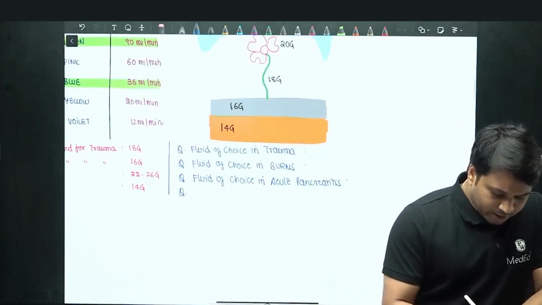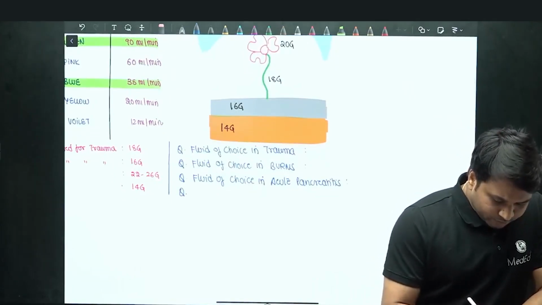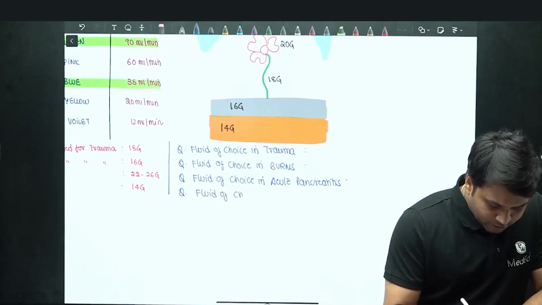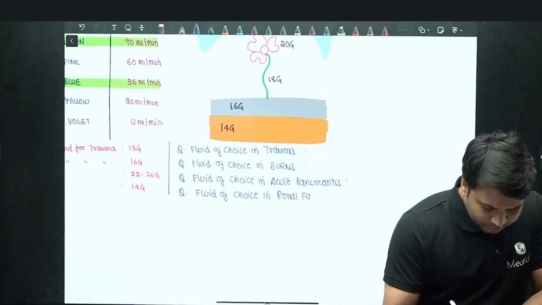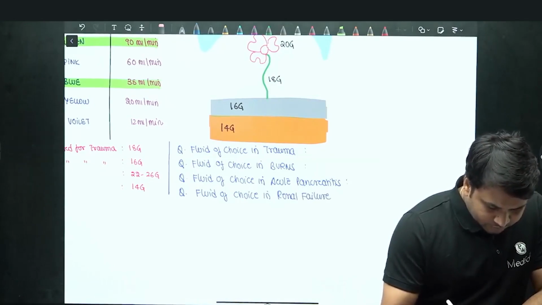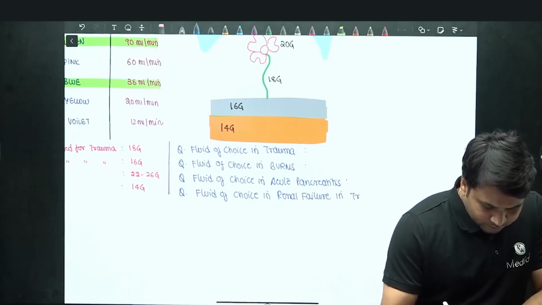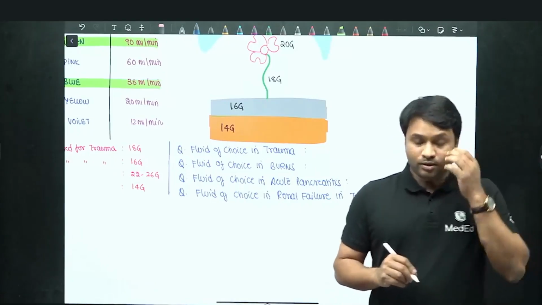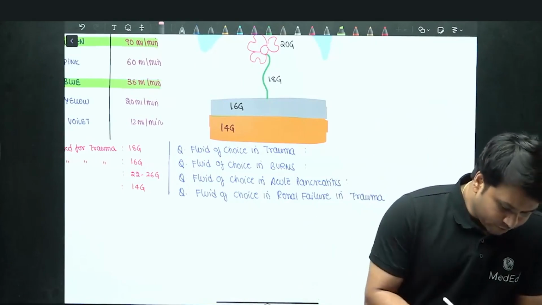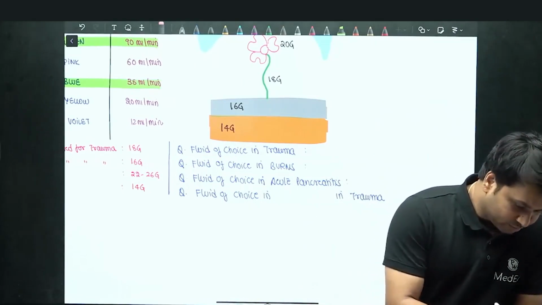And another component is, they can ask you, okay, fluid of choice in renal failure, in trauma. We have anuria, or let's say as in renal failure, fluid of choice for a patient having anuria in trauma.